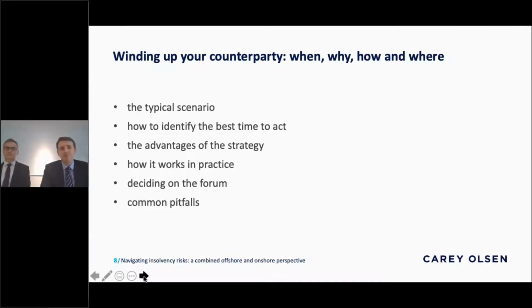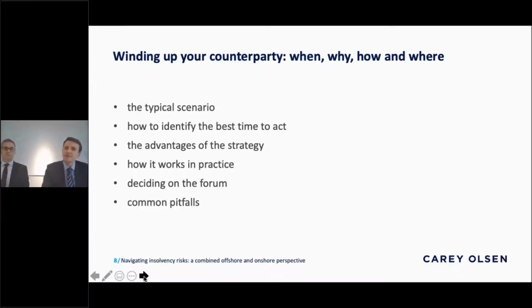In our experience, a couple of markers you can look out for that might suggest you should be thinking about winding up your counterparty are things such as repeated pressure not working. Perhaps you're being strung along with promises or glancing correspondence. Someone who's regularly communicative isn't anymore. If you see your counterparty's position deteriorating, that's usually a red flag.